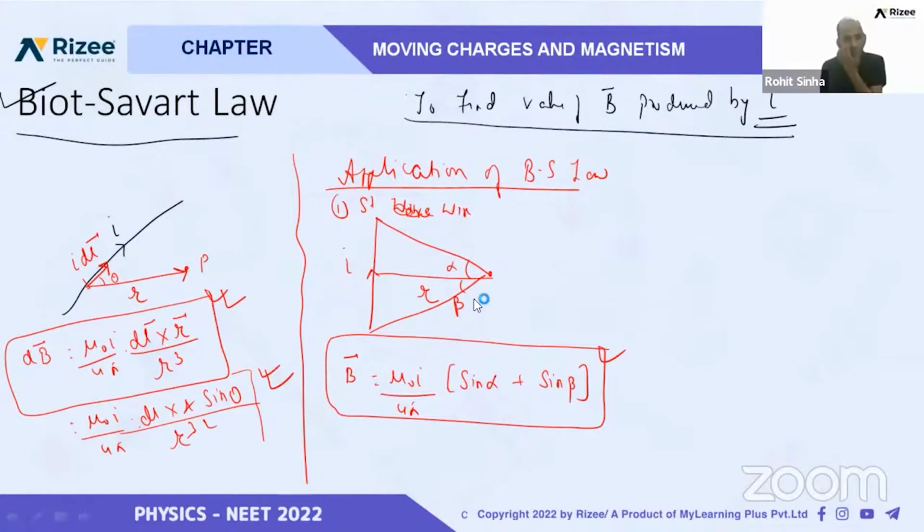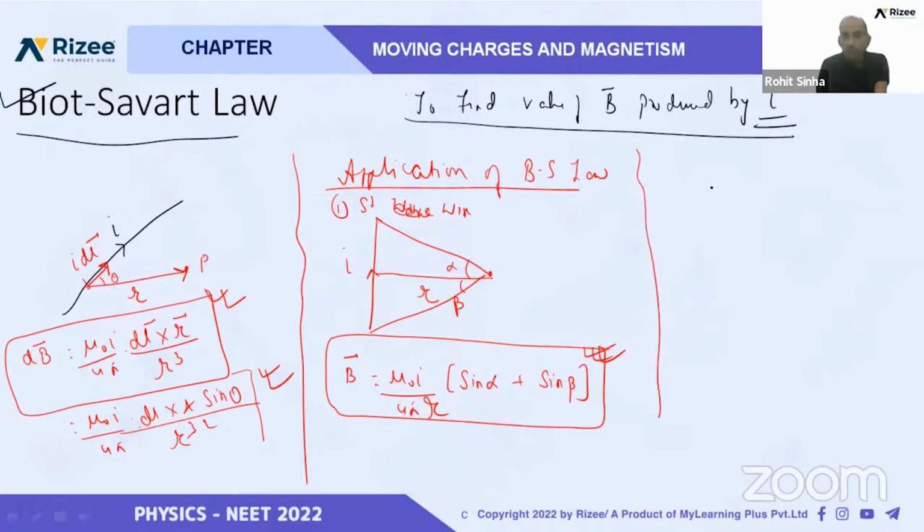Yes, one more thing here, the r factor is missing. Any problem here? Anyone, any problem? Now we have seen Biot Savart Law. Yes, we will see some more questions related to Biot Savart.